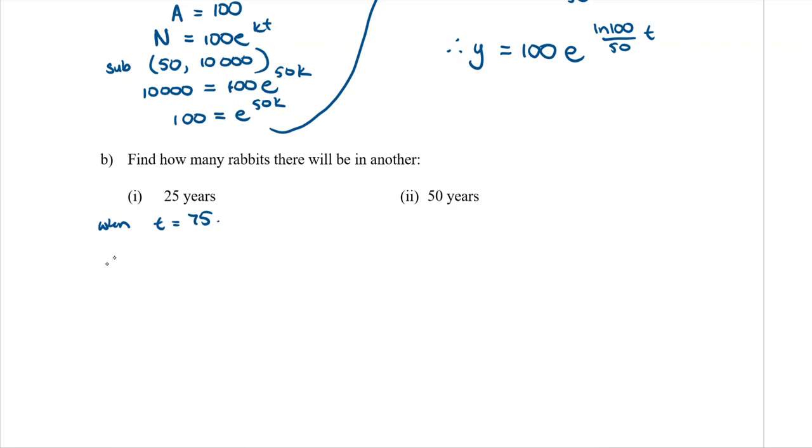So if t equals 75, subbing into my equation for y, actually that should be an n. Why did I change that to a y? That was the number of rabbits. n, number of rabbits, equals, it's just habit to write a y equals equation all of the time. n equals 100 e to the ln of 100 over 50 times 75, and you can have fun typing that into your calculator.